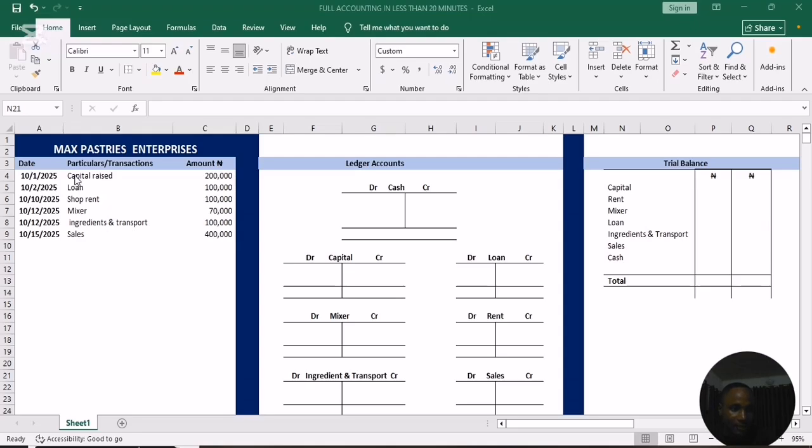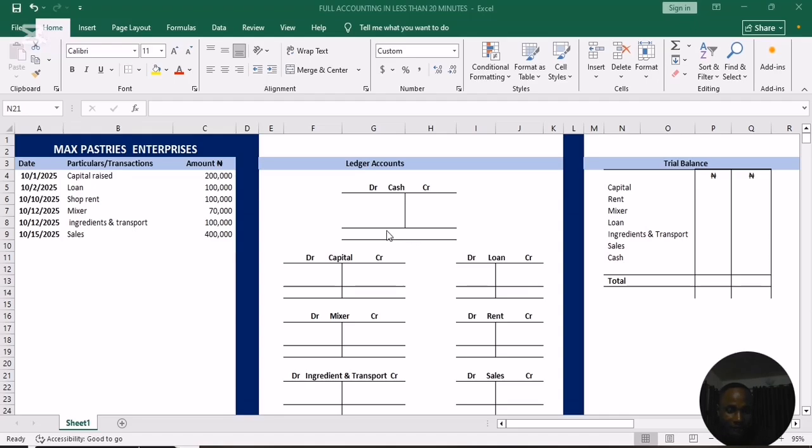document. At the first date we have capital raised for the business. The next, loan. Max took a loan to augment what he has to start up the business. Then the shop rent, which is about 100,000. Then mixer for the flour, and also ingredients and transport. And in the end, he made a sale worth 400,000. Alright, so we'll now go to the ledger account so that we can make the double entries.